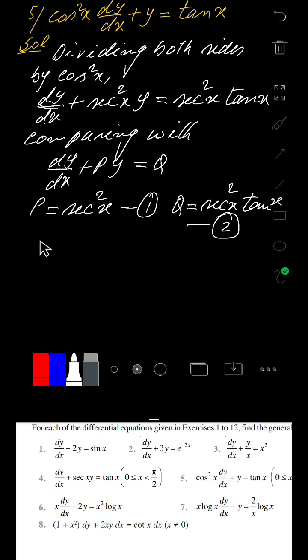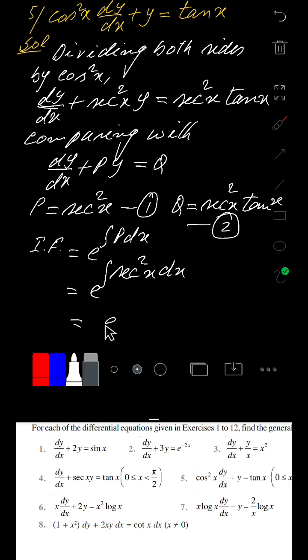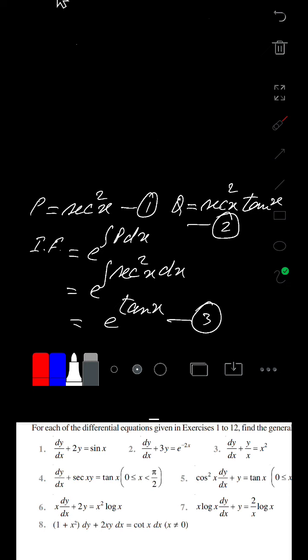Now let's find the integrating factor, that is equal to e raised to the power integral p dx. So that is equal to e raised to the power integral sec square x dx. Integral of sec square x is tan x, so e raised to the power tan x, let it be equation number 3. Now in the next step we have to substitute the value of integrating factor and q in the equation. Y into integrating factor is equal to integral q into integrating factor dx plus c.